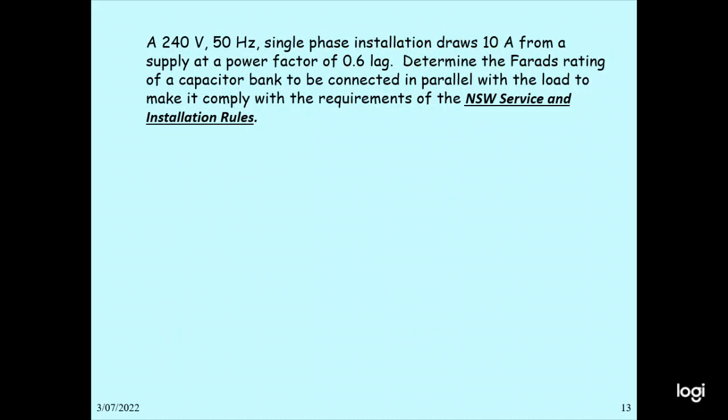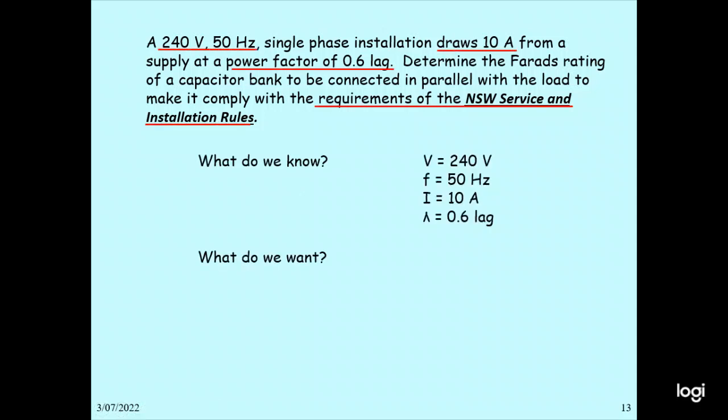Next, a 240 volt, 50 Hz single phase installation draws 10 ampere from the supply at power factor 0.6 lagging. Determine the farad rating of the capacitor bank to be connected in parallel with the load to make it comply with the requirement of the New South Wales service installation rules. What we know is the voltage of 240 volt, frequency 50 Hz, I is 10 ampere, lambda 0.6 lagging. We want lambda 0.9 lagging.